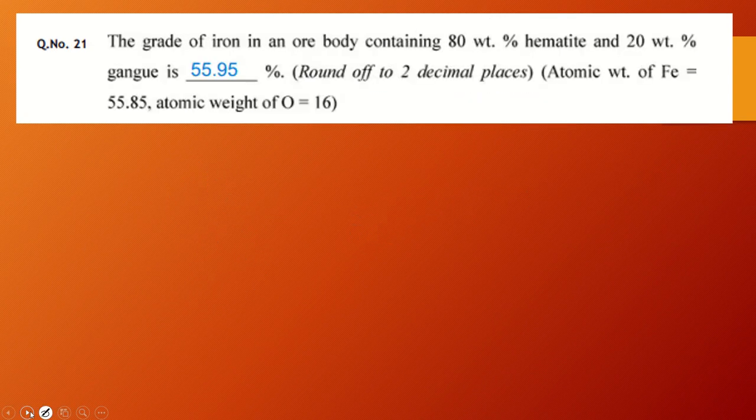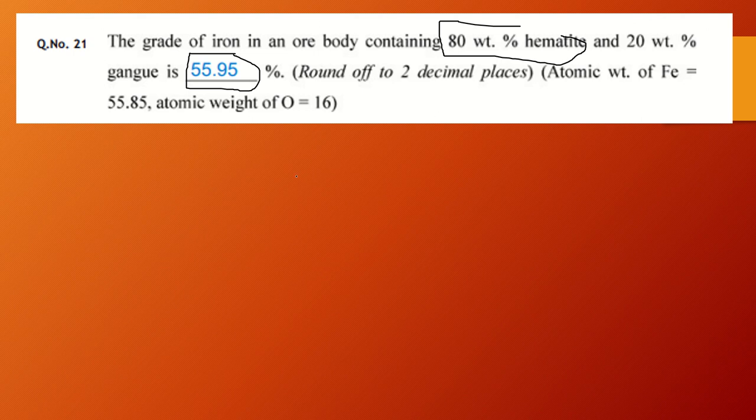Okay, another question: the grade of iron in an ore body having 80 weight percent of hematite and 20 weight percent of gangue material. So we have to find the grade of iron. Here I have already written the answer, but let us see how to deal with such questions. In other exams they can ask about copper in place of iron, or about chalcopyrite. They can ask about different minerals based on such concepts.